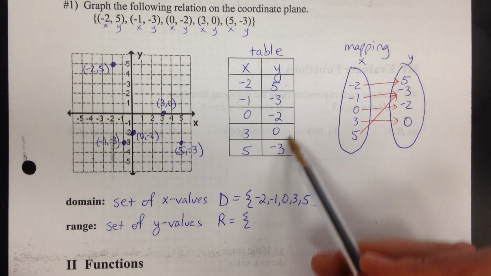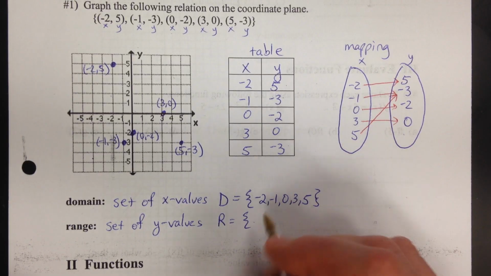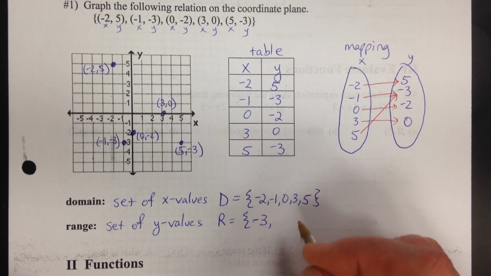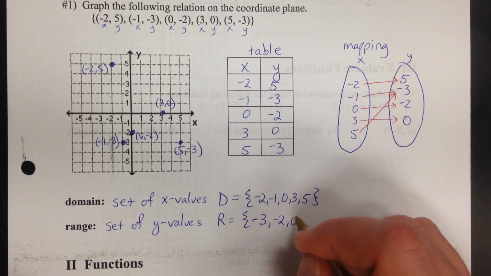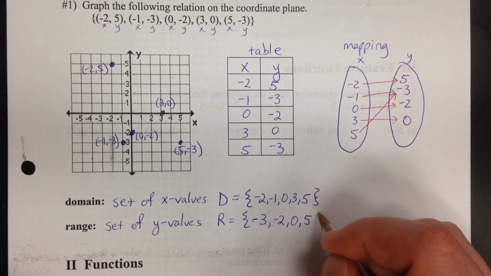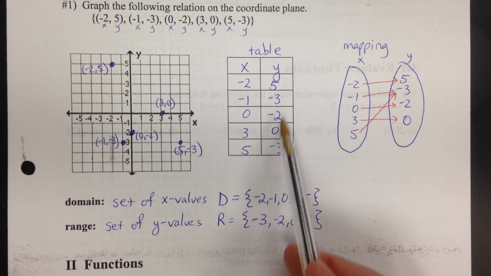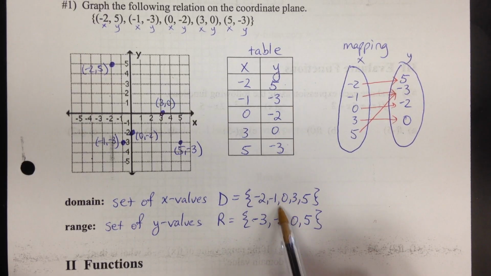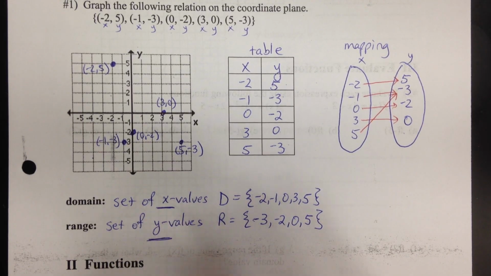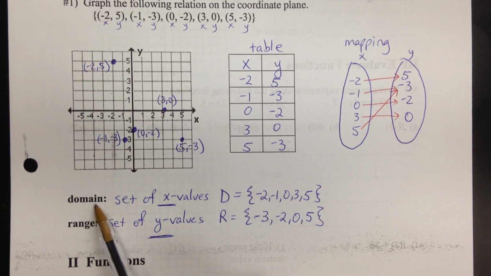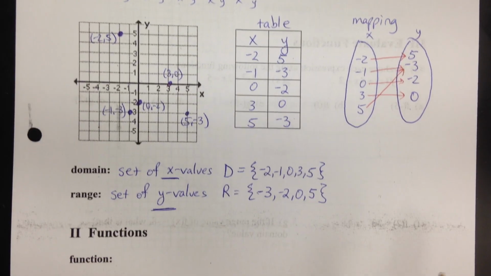So when we look at the y values here, negative 3 is actually the smallest y value, and then negative 2, and then 0, and then positive 5. And again, since negative 3, we had that twice, you only need to write that one time when you write down your range. So that's domain is the x's and the range is the y's. You're going to hear this over and over, so you really want to make sure you understand domain and range.